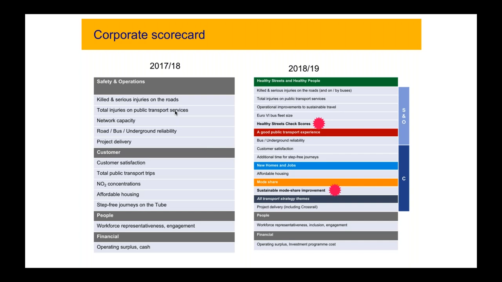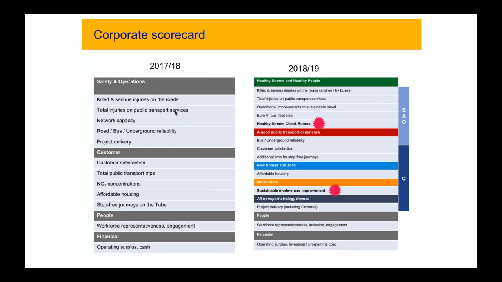Within Transport for London, which is the transport authority for Greater London, the chief exec of the organisation has a scorecard which he checks on a monthly basis to see how the organisation is doing at delivering its strategic objectives. And the scorecard has changed in two small but very significant ways between the last financial year and this financial year. So now, as an organisation, we track whether we're delivering improvements in the designs of our streets. And instead of measuring whether we're moving more cars around more efficiently, we measure whether we are moving people out of cars onto public transport, walking and cycling as quickly as possible.